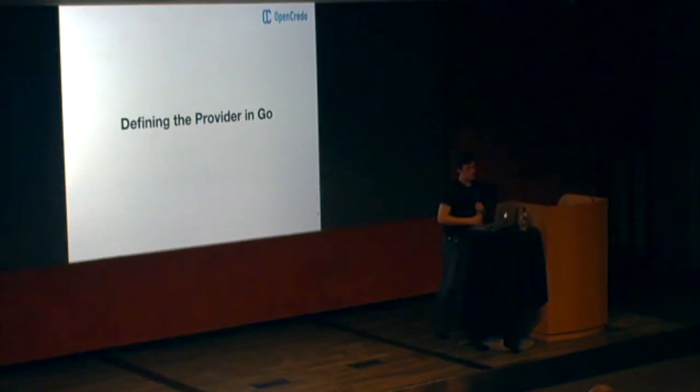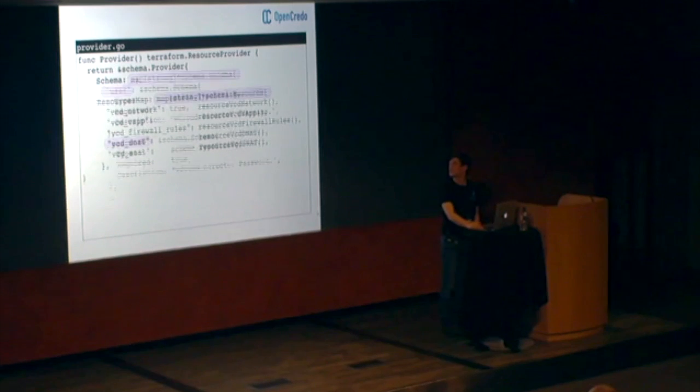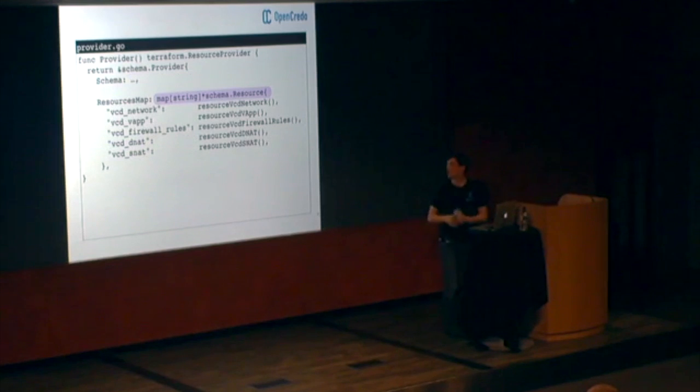So let's have a look at how we would define this in Go. So this is a provider, as we mentioned earlier. You have a map of schema. And here we show user, password. Once again, both of them are of type string. They're both required. And we have a short description. After schema, you create a resources map. So these are the resources that this provider should handle. It's a standard map with a string, and then the function that we're going to call if this resource is used.